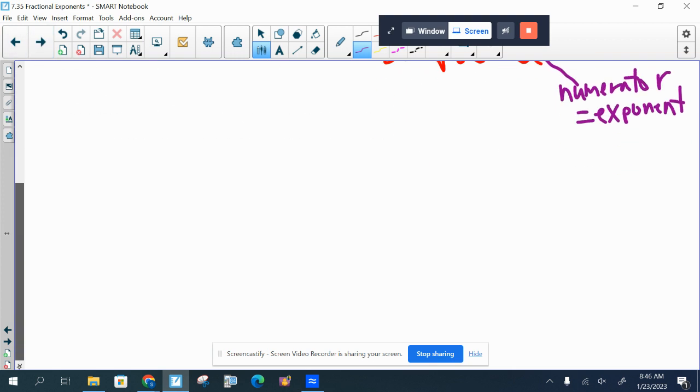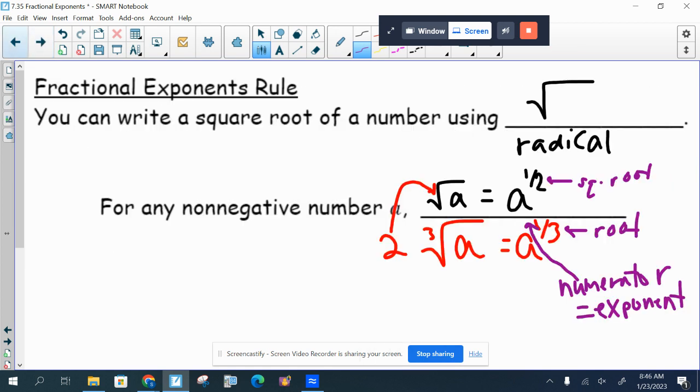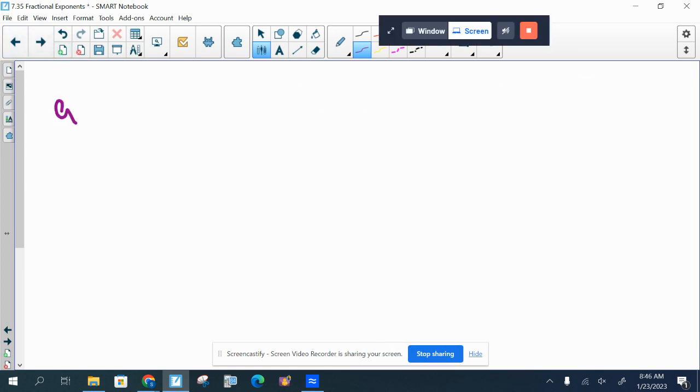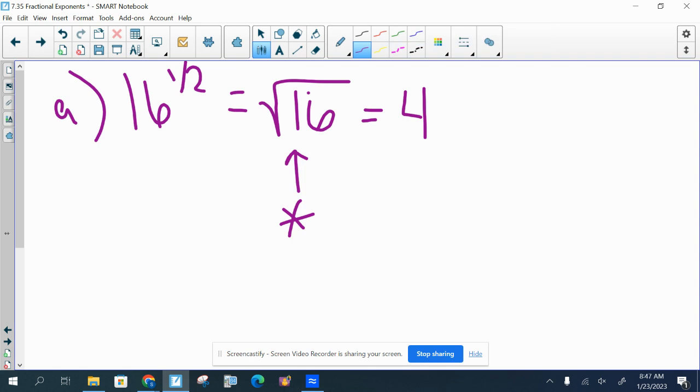Uh-oh. Looks like one of my slides went away. That's all right. So 16 to the 1/2 power. If you just see 1/2, that means square root. If you just see 1/3, that means cube root. So we would rewrite this as the square root of 16, and the square root of 16 is 4. Make sure you write the step in the middle, because in the Edulastic assignment, it's going to have you rewrite it as a radical expression and then evaluate for the next step.